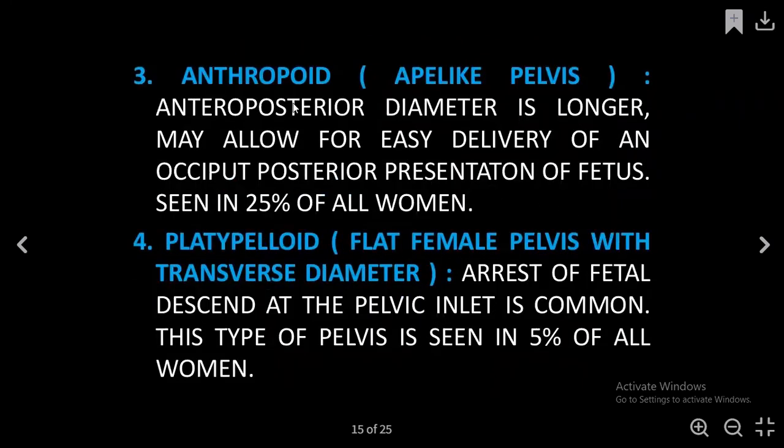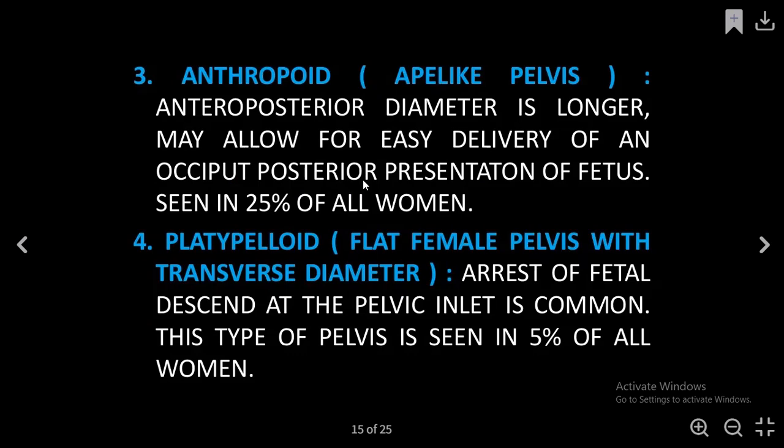Then there's the anthropoid pelvis. Anthropo meaning ape, oid meaning like. So it's an ape-like pelvis where you have an inlet which is compressed from side to side, and the anteroposterior diameter is quite great as compared to the transverse diameter. And this poses difficulty in delivery, right? And it may actually allow for easy delivery of an occiput posterior presentation of fetus, right?